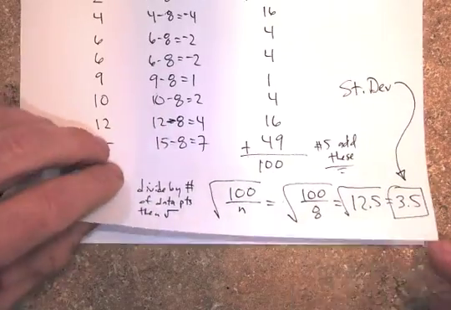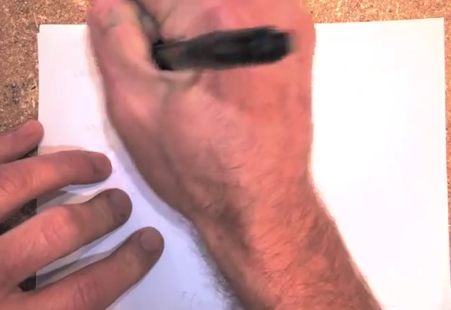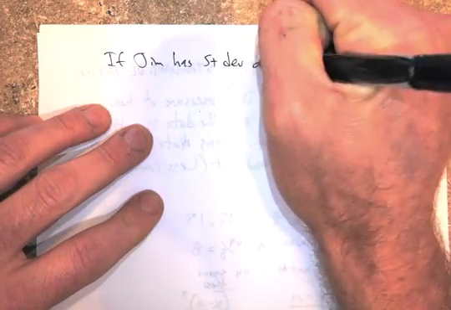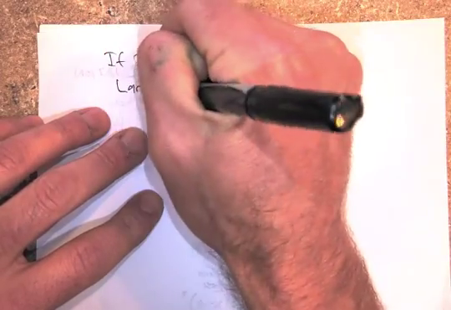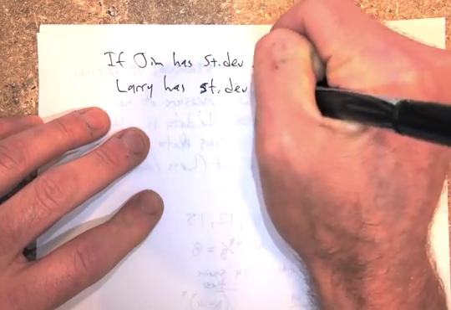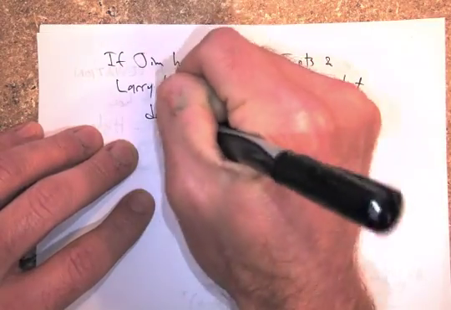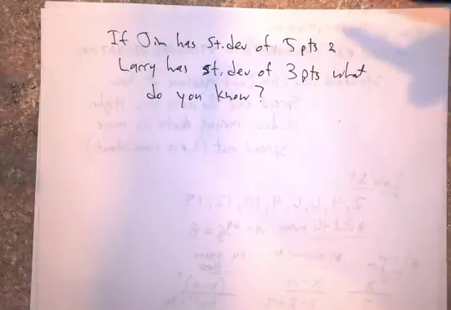You're going to have to do about 2 or 3 of these in your homework, but follow those same steps every time. All right. The other thing that will come up on your homework is there will be a scenario, and it will ask you to analyze it a little bit. So it'll say something like, if Jim has a standard deviation of 5 points, and Larry has a standard deviation of, say, 3 points, what do you know?